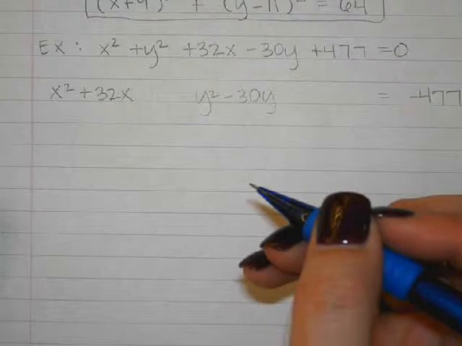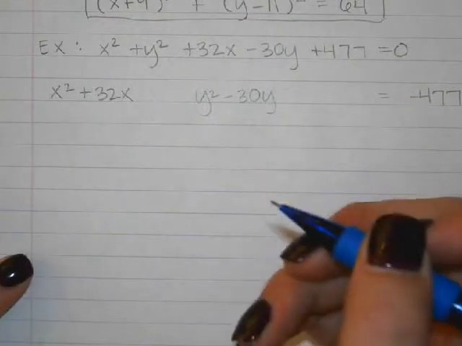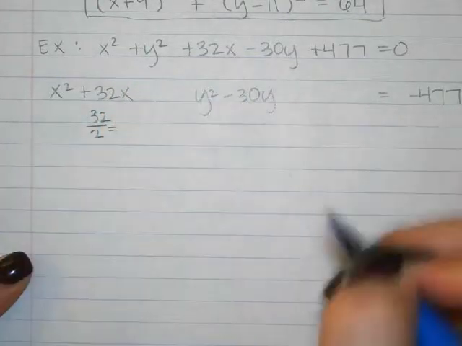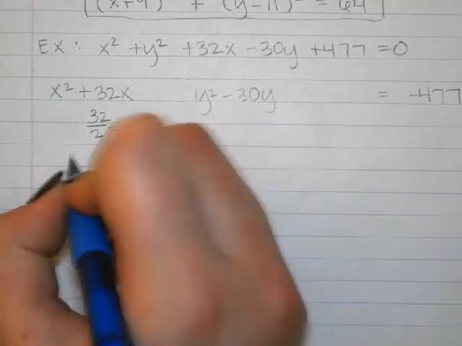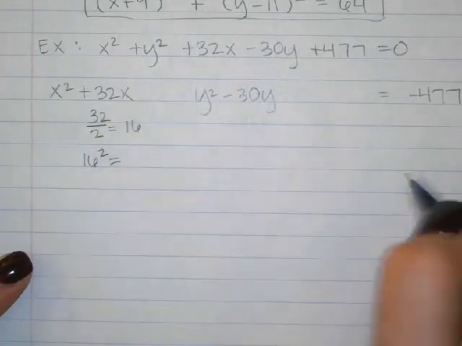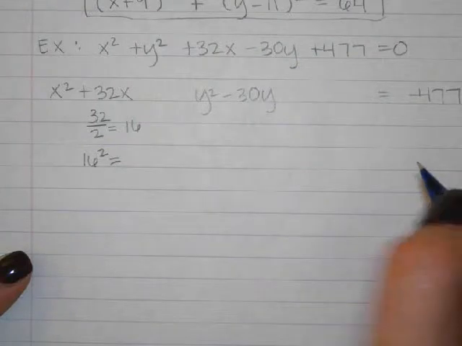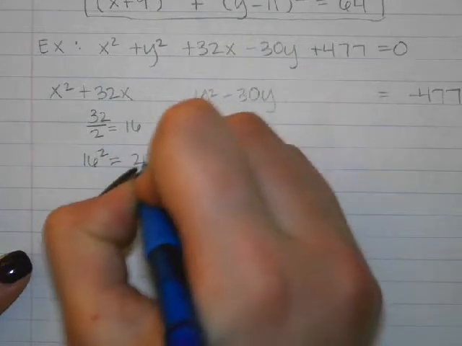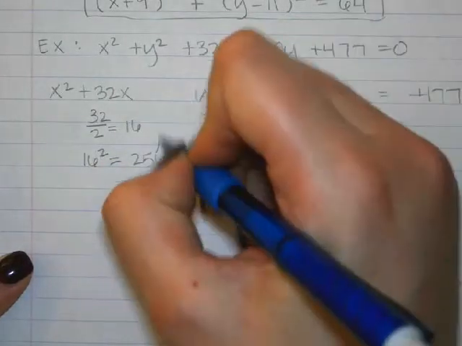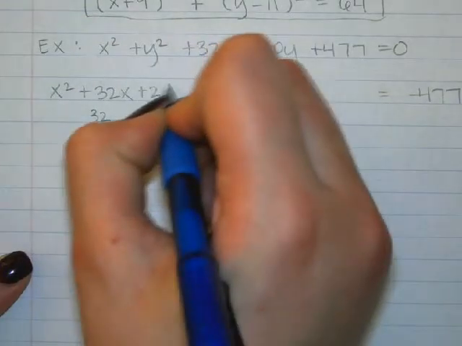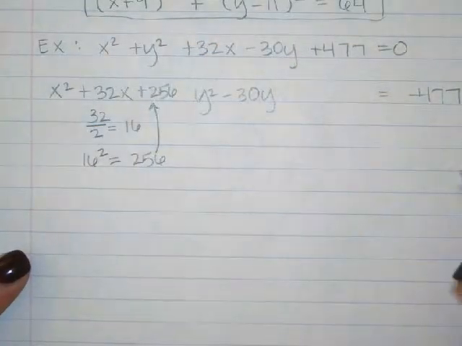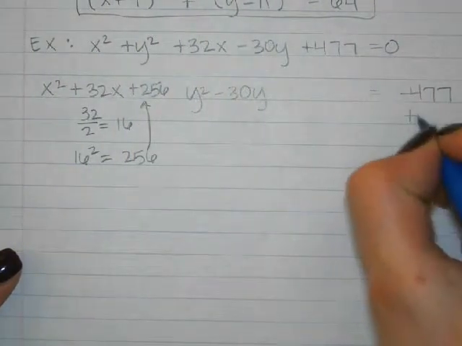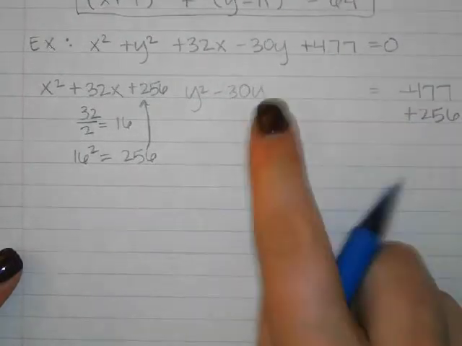And what do we do? Divide by 2. Yep. So 32 divided by 2 is 16. 16 squared, yeah, 256. And so we take that 256 and we add it right up here. And where else do we have to add 256? To the right, to the negative 477. So add 256, okay? And then what do we do right here?